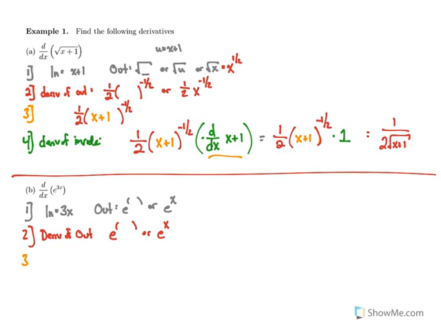Step 3, we're going to leave the inside function alone, so that's going to be e to the 3x power, and then bring it all together with the fourth one, and that's going to be our answer, which is e to the 3x power times the derivative of 3x. Put it all together, this is going to be e to the 3x times 3, or 3e to the 3x.